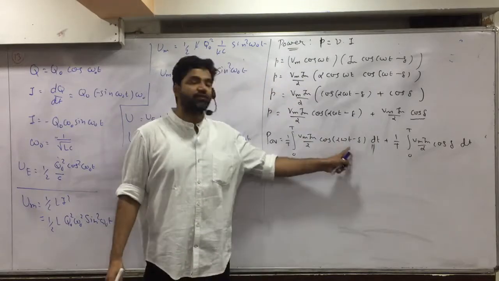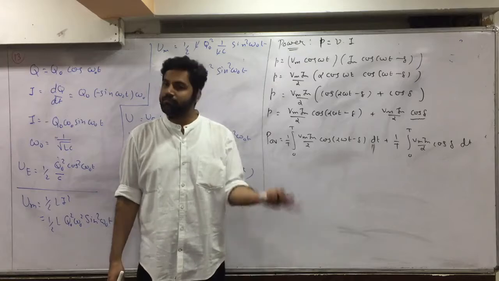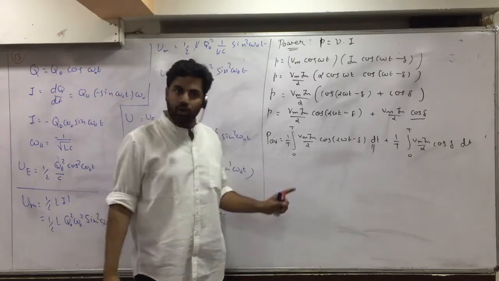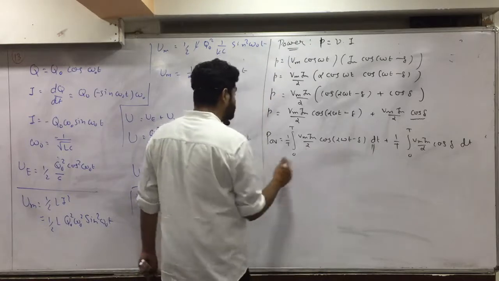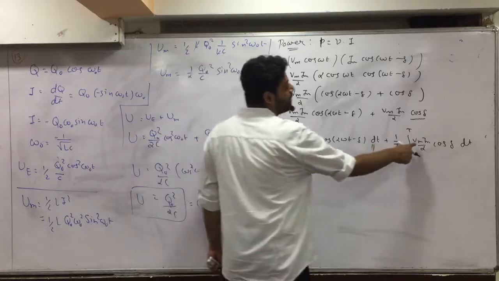Guys, this cosine of 2 omega t minus delta is a periodic function. What will the average of a periodic function be? 0 over a time period. As much area is above, that much area comes below, so its average becomes 0. So this becomes 0. So P average we have got is equal to 0 plus here Vm Im constant, 2 constant, cos delta.